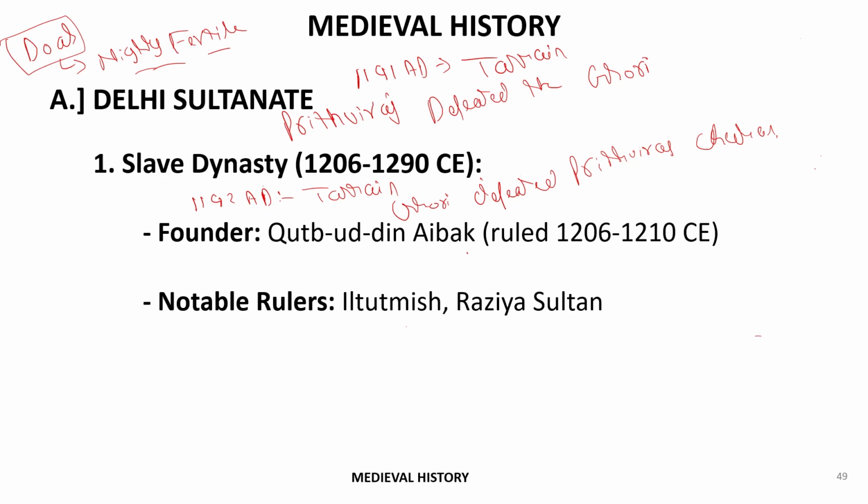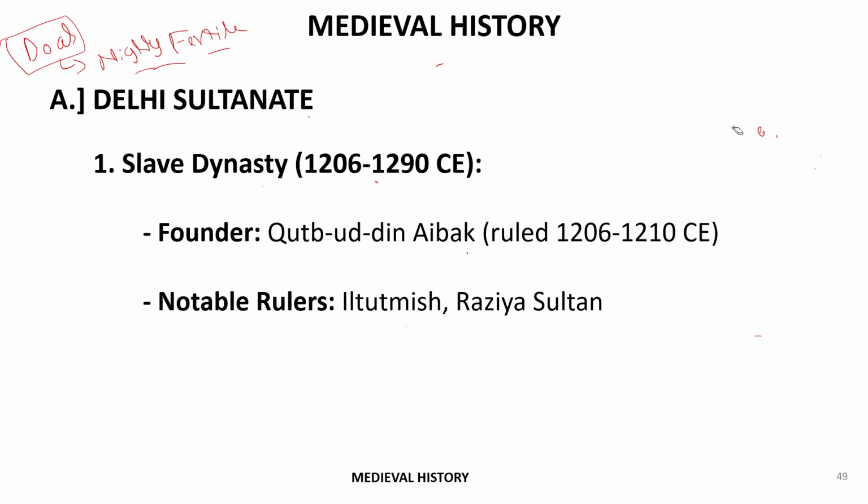After this, there was a person whose name was Qutb-ud-Din Aibak. He founded the Delhi Sultanate. Qutb-ud-Din Aibak was the first person who founded the Delhi Sultanate. In the Delhi Sultanate, we have to study 5 dynasties. First, Slave Dynasty. Second, Khilji Dynasty. Third, Tughlaq Dynasty. Fourth, Sayyid Dynasty. And the fifth, Lodhi Dynasty. We have to learn about these dynasties, then we will cover the Delhi Sultanate portion.